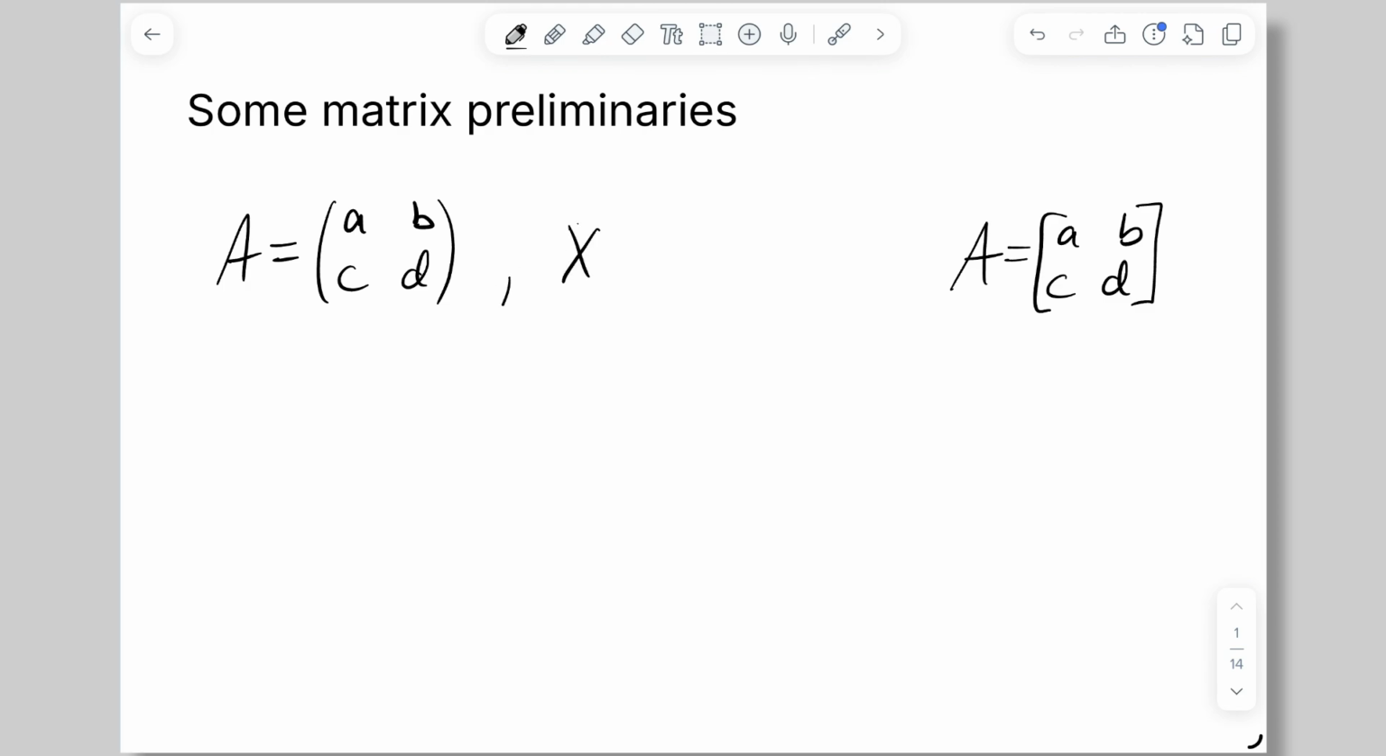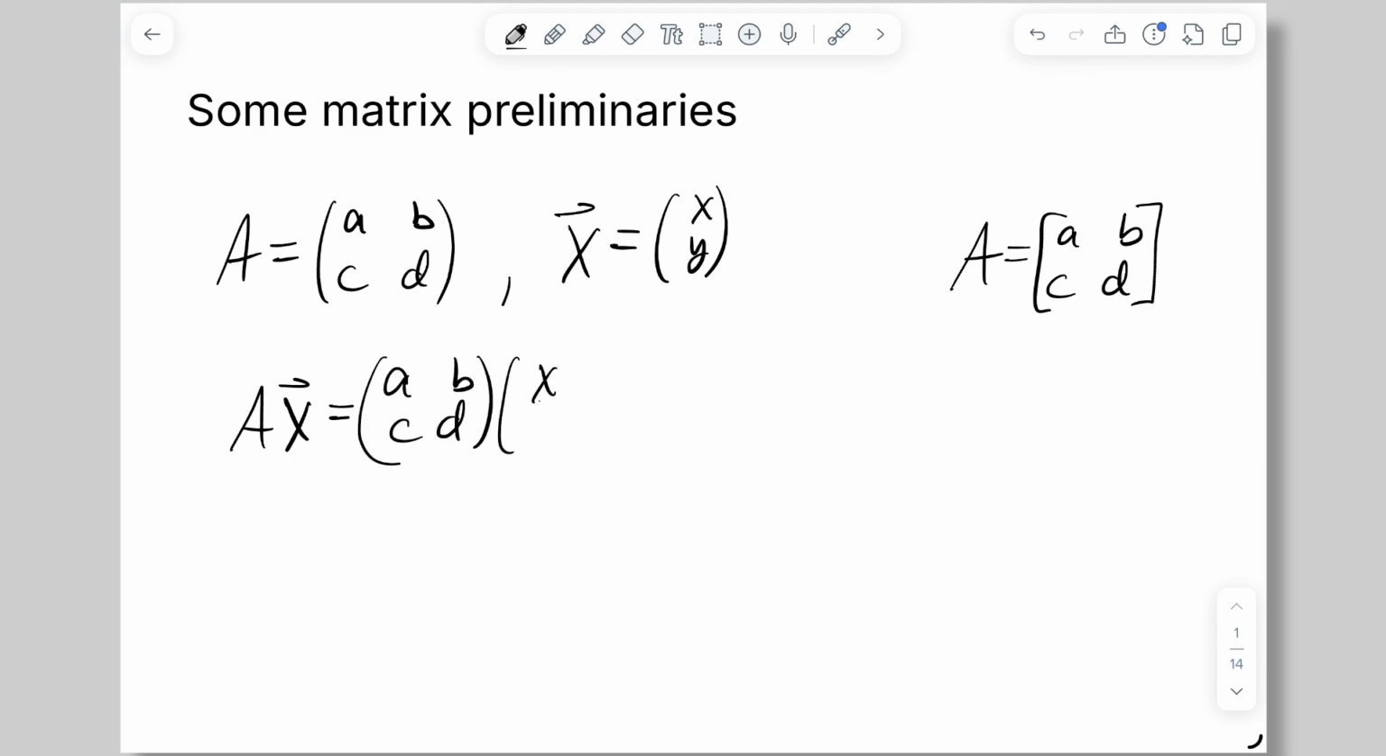Suppose we have a column vector x and it's got entries x and y. We can multiply A times x by writing (a, b, c, d) times (x, y), and we multiply the entries of the row a, b by the column x, y pairwise and then add together the results. That's going to give us ax plus by. Multiplying the entries in the second row c, d by those same entries x, y is going to give us cx plus dy.